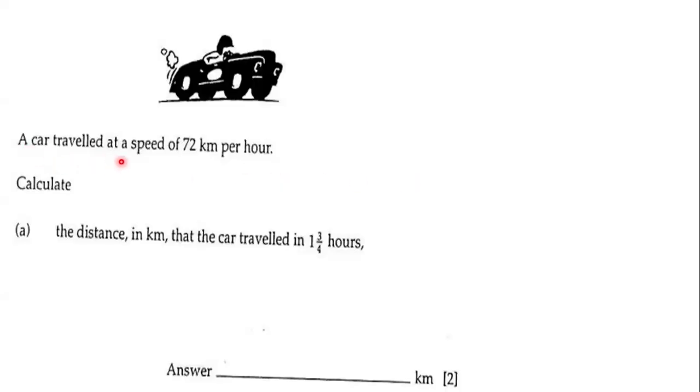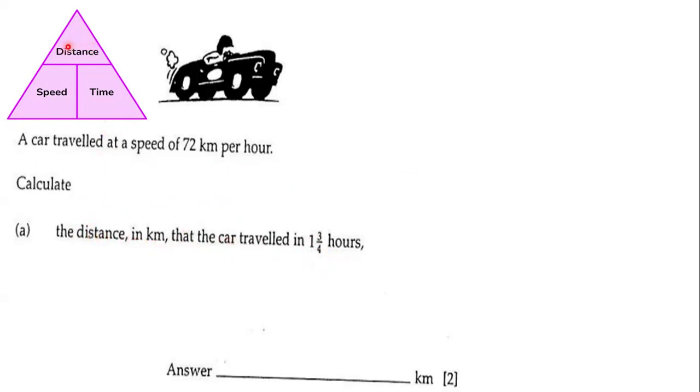A car traveled at a speed of 72 kilometers per hour. Calculate the distance in kilometers that the car traveled in 1 3/4 hours. And so in order to answer this, the first thing we're going to do is use our speed, distance, time triangle. Now they want the distance in kilometers that the car traveled.